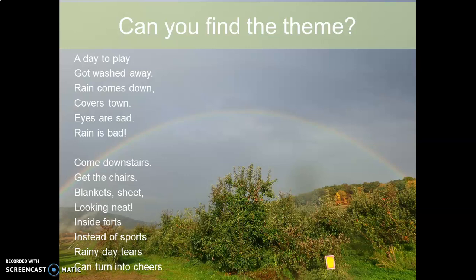Let's take a look at this poem and see if you can find the theme. A day to play got washed away. Rain comes down, covers town. Eyes are sad, rain is bad. Come downstairs, get the chairs, blankets, sheets, looking neat. Inside forts, instead of sports, rainy day tears can turn into cheers.